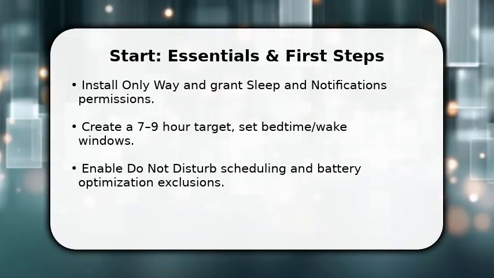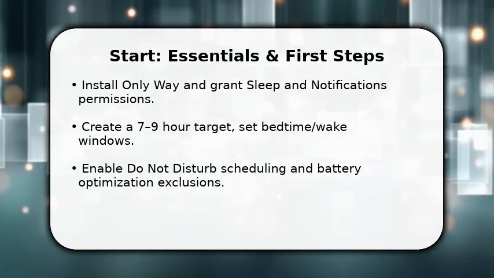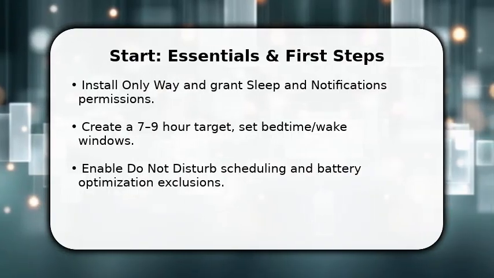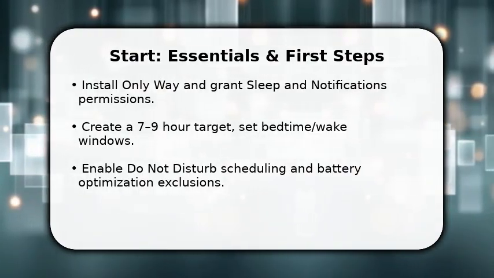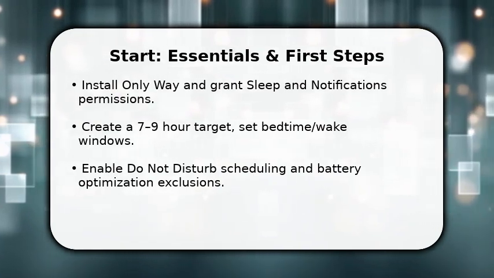Once done, enable Do Not Disturb scheduling and exclude the app from battery optimization so background tracking runs reliably. These steps let the app collect continuous data and start giving actionable recommendations immediately.